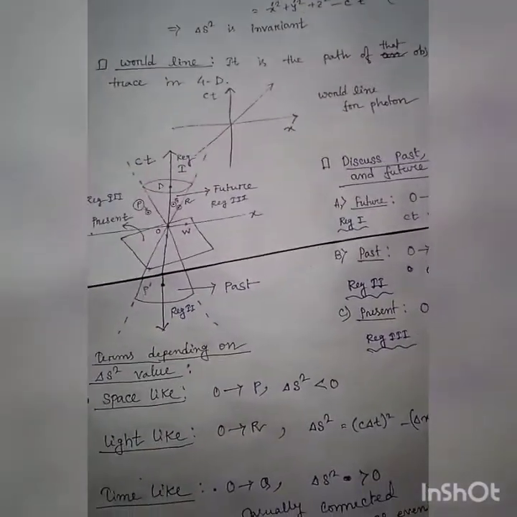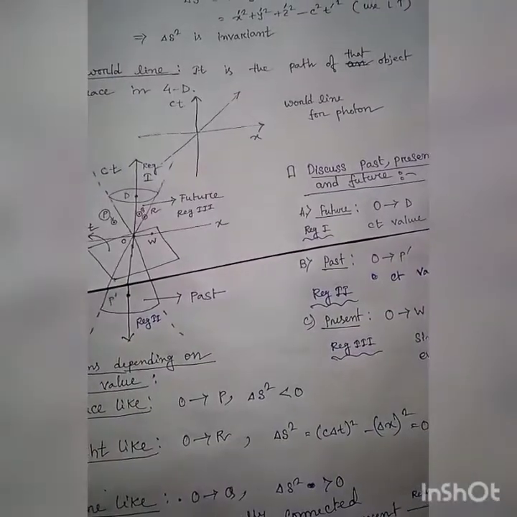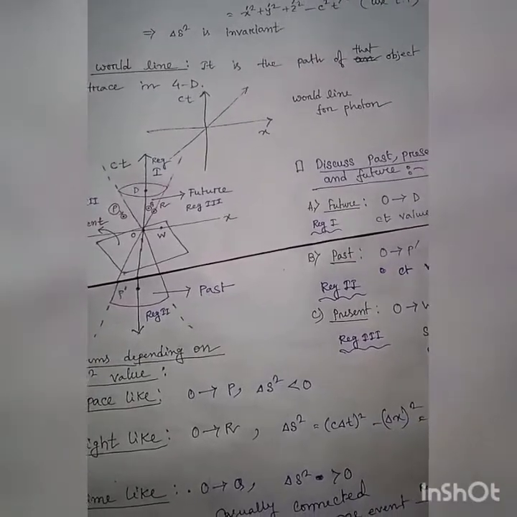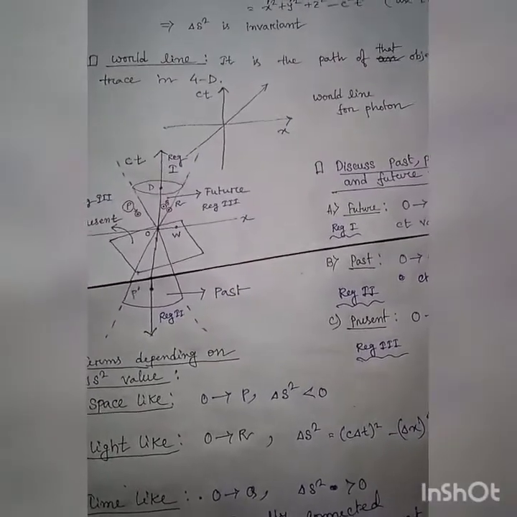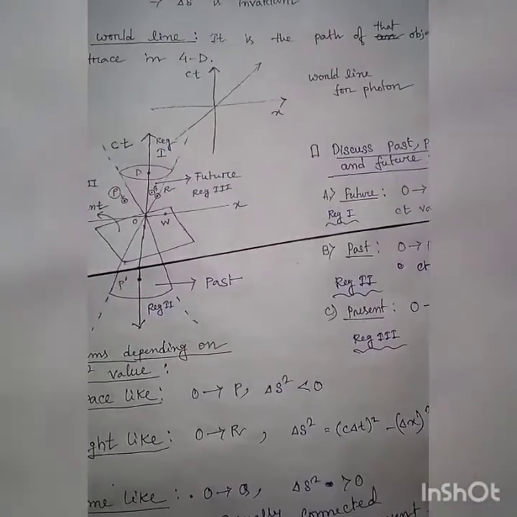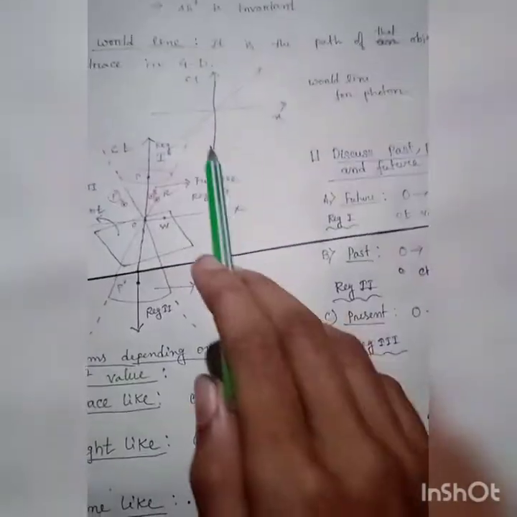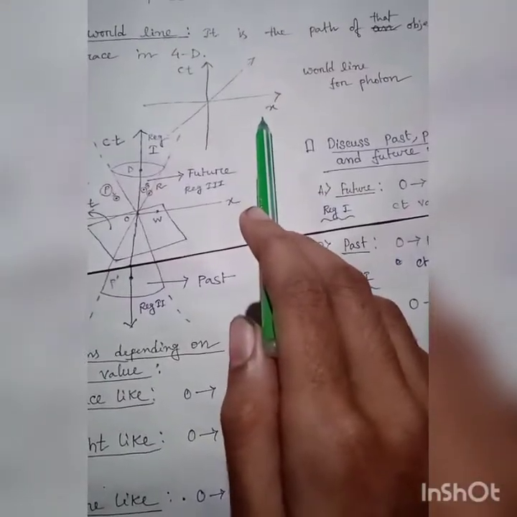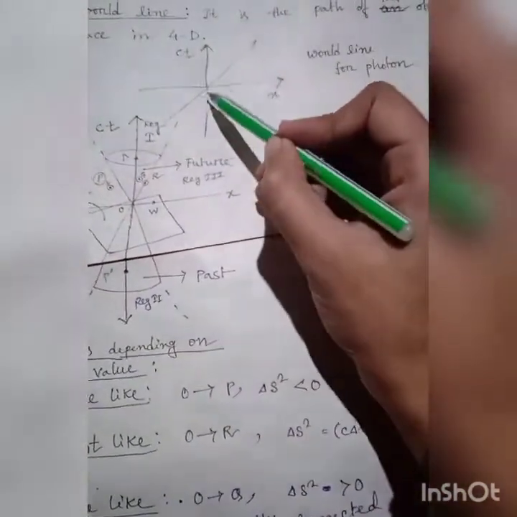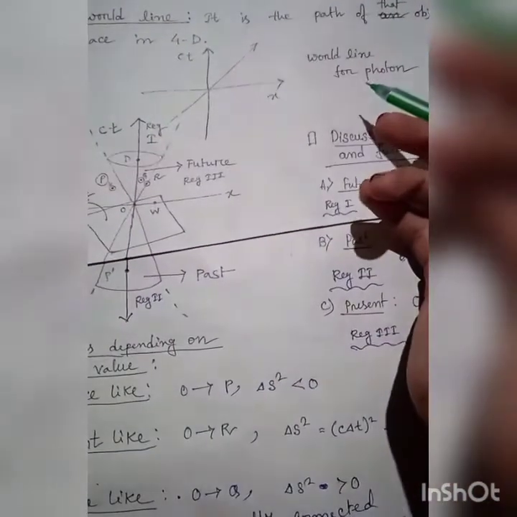Let us now look at the world line. World line is the path of an object which it traces in the fourth dimension. If we take two axes, along y we take ct and along x we take x. If we draw it for a photon, we'll get a straight line passing through the origin with slope equal to 1.